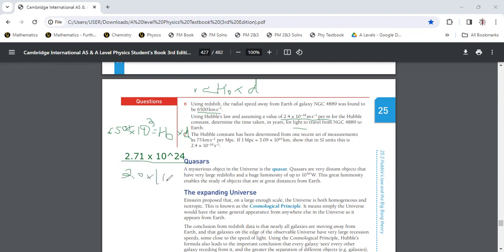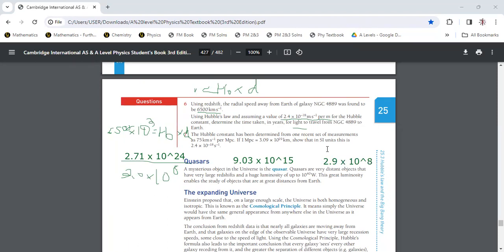So what we do here is divide this, and we shall get our answer in seconds of 9.03 times 10 to the power of 15 seconds. Now we have to express this in years. So you have to divide by 60, then by 60, then by 24, then by 365 to get years, which will be equal to 2.9 times 10 to the power of 8 years.